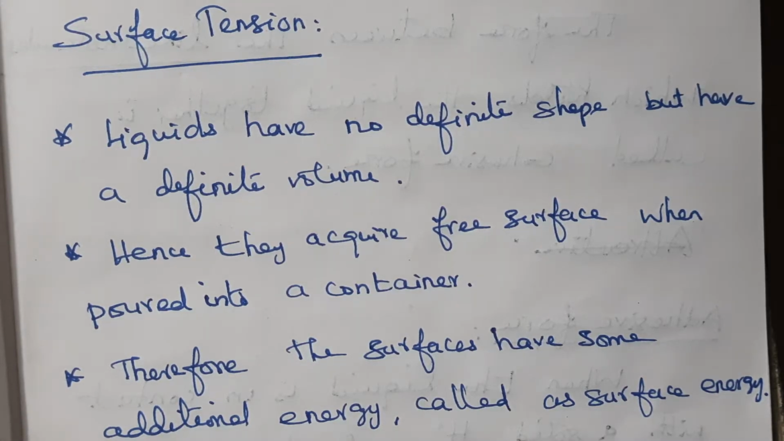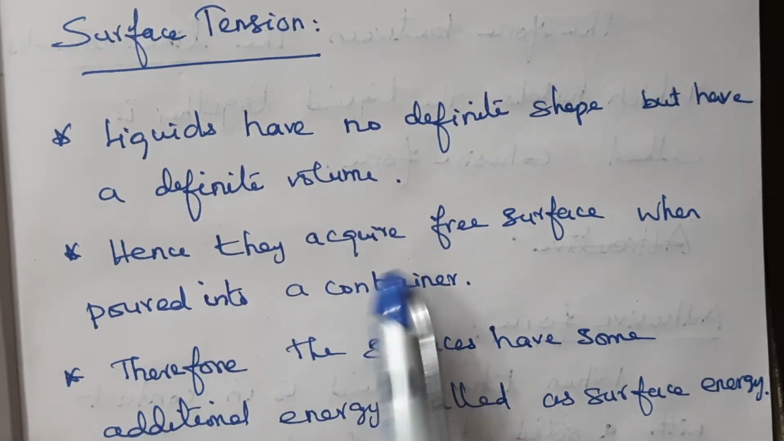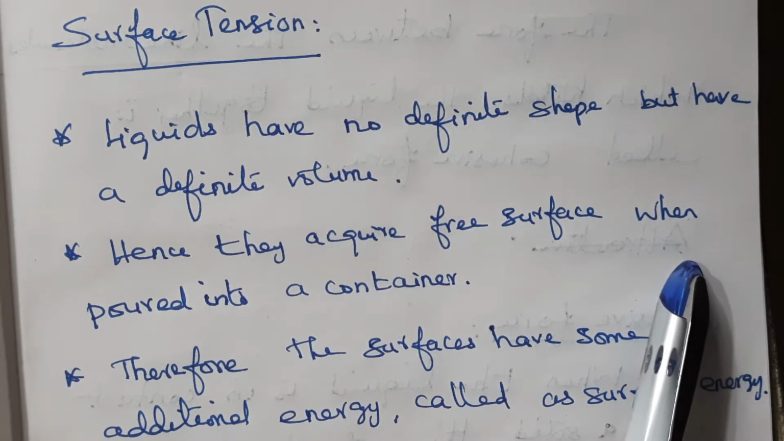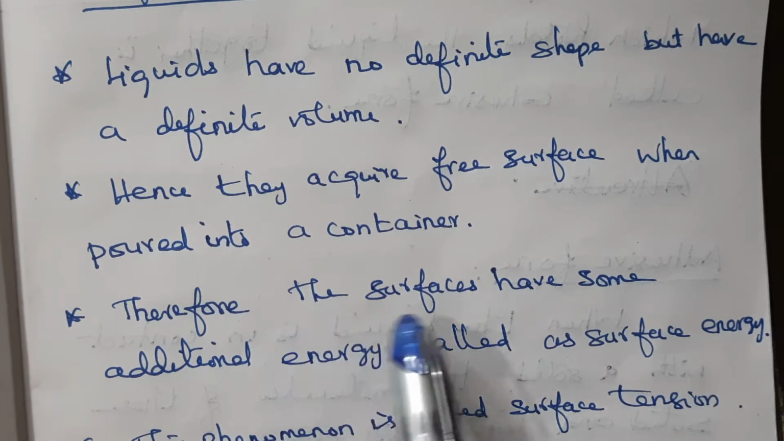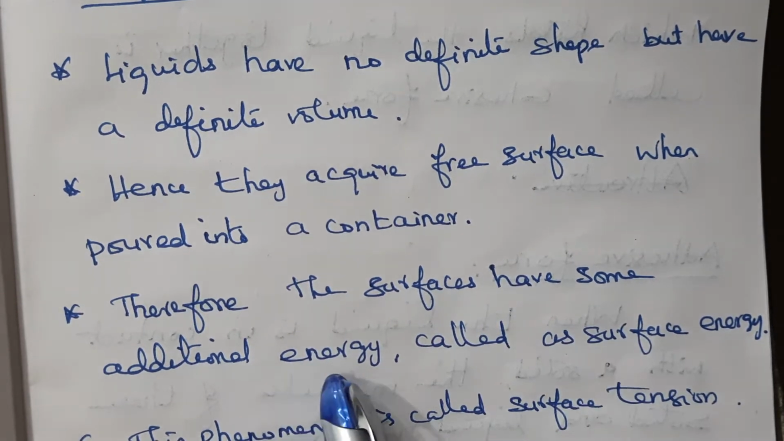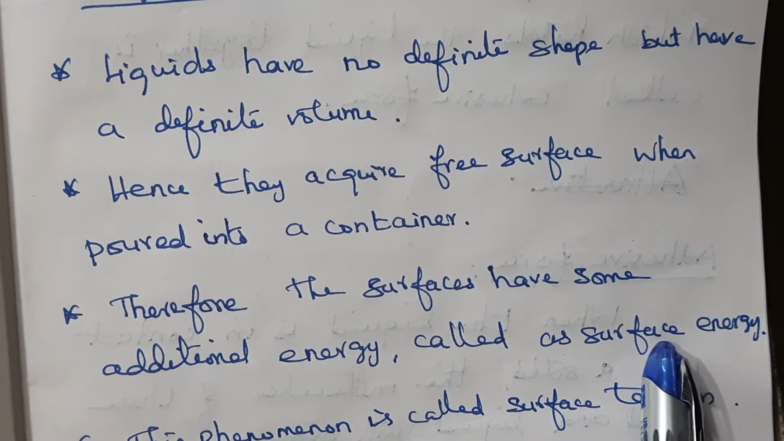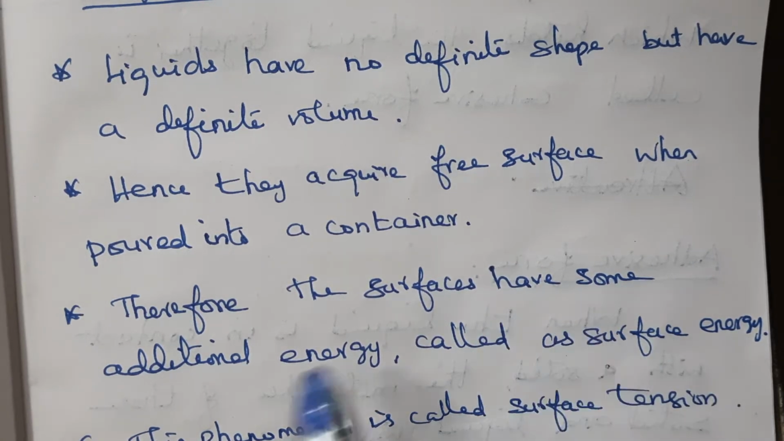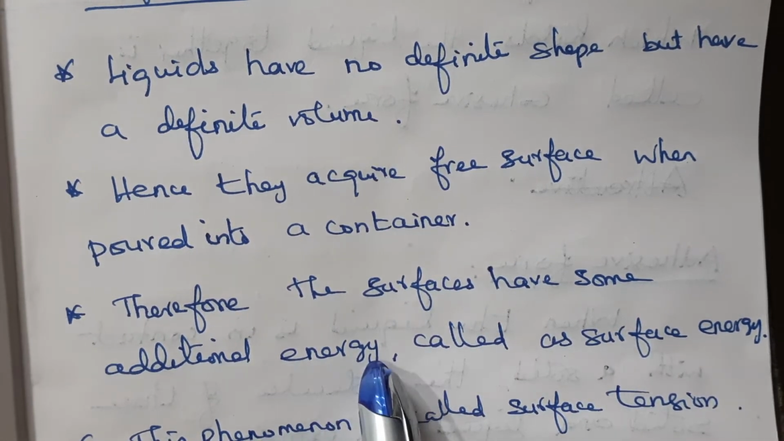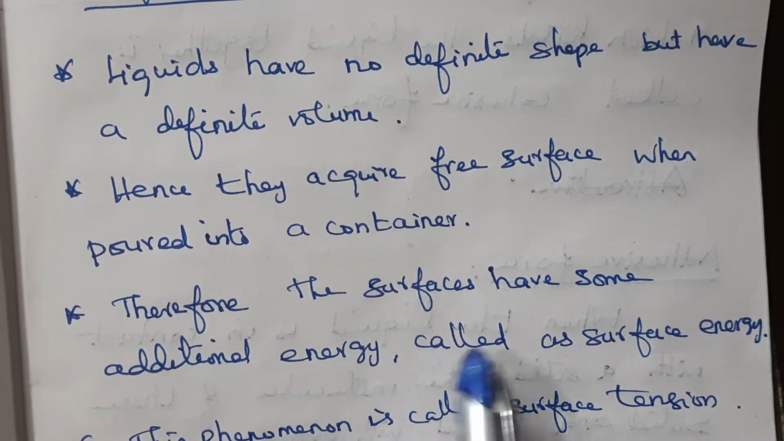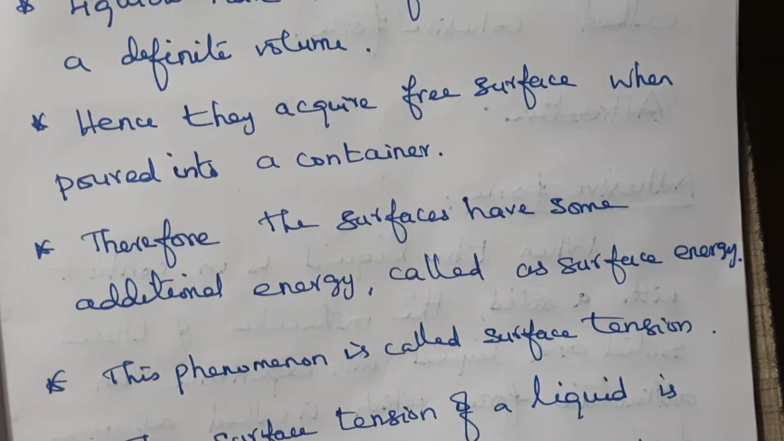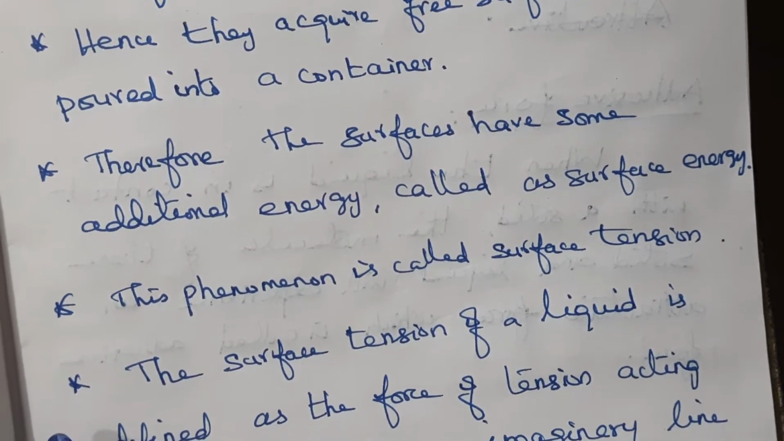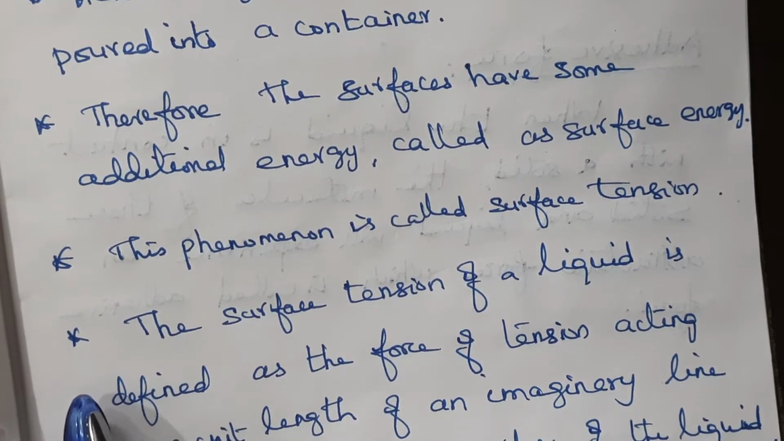When a liquid is poured in a container, it forms a free surface on its top. Therefore the surface has some additional energy called surface energy. The surface has some additional energy to be in that stable position, that is called surface energy. This phenomenon is called surface tension. So let's define the surface tension.